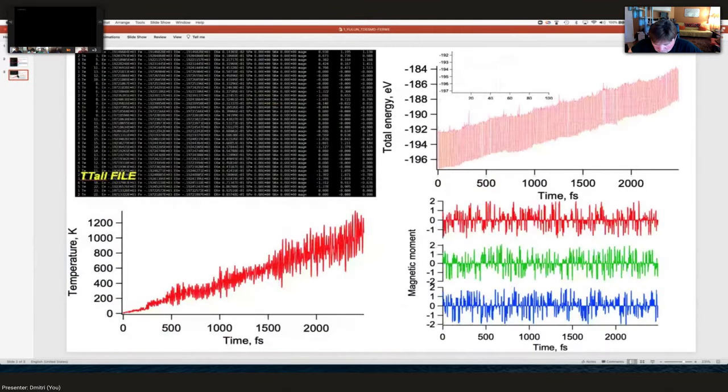I guess here I just show some example about the TTL file. So this one contains several pieces of information from OSZICAR, and we can get different kinds of information from it. For example, I show the bottom left. Here I show the temperature along the TD-SMD trajectories. We can see the temperature increases linearly, and also we can see the changes of total energy along the TD-SMD trajectories. And bottom right shows the magnetic moment along the trajectories. From top to bottom is the XYZ component.